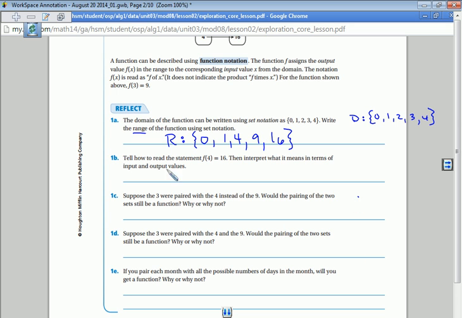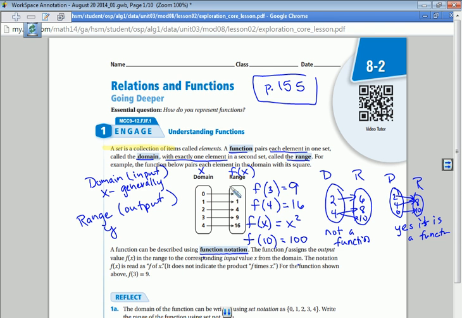All right. B. Tell how the statement f of 4 equals 16 is read. And guys, do you see how I said that? F of 4 equals 16. So this is how we would read it. F of 4 equals 16. Yes, sir. So basically you can just say f is like square, so square of 4 equals 16. F is what we named this function.